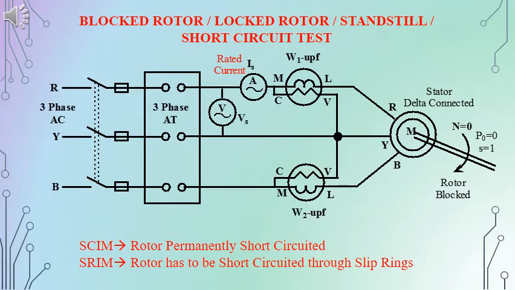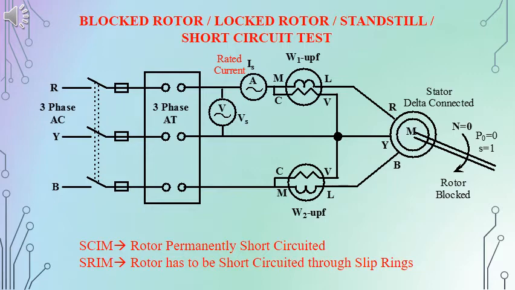By using the three-phase auto transformer, we can adjust the applied voltage in order to get the current through the machine as the rated current, that is given by IS, the reading from the ammeter. We can take the readings of the ammeter, voltmeter and the wattmeters.